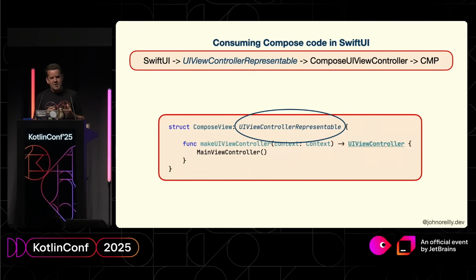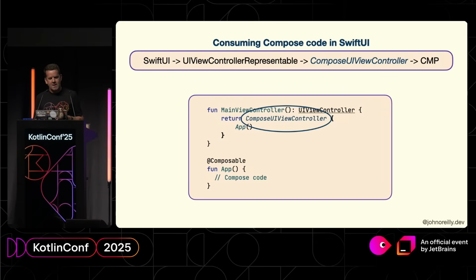And that Compose view we mentioned in the previous slide implements SwiftUI's UIViewControllerRepresentable, which allows including a UIViewController in SwiftUI code. It does this by invoking MainViewController, a Kotlin function we have in our shared Compose code, from this makeUIViewController Swift function. And this is that MainViewController Kotlin function.